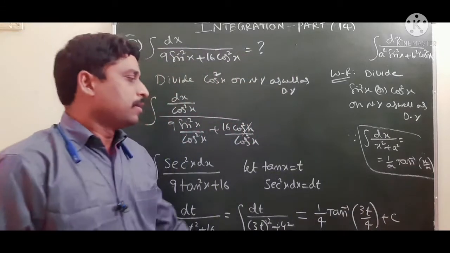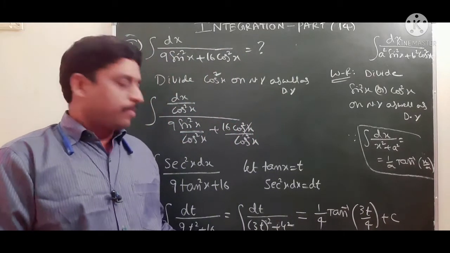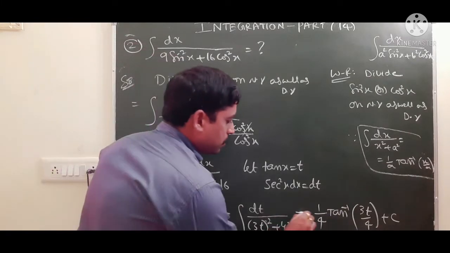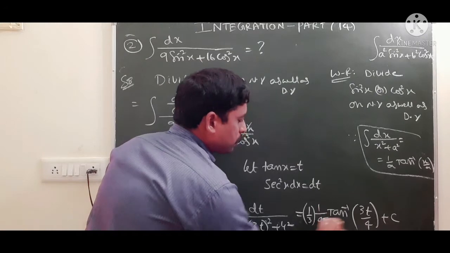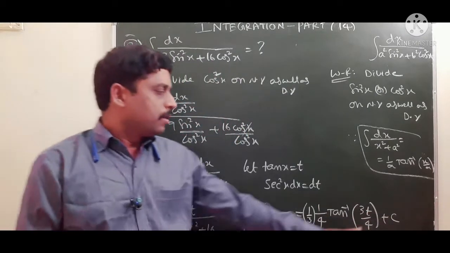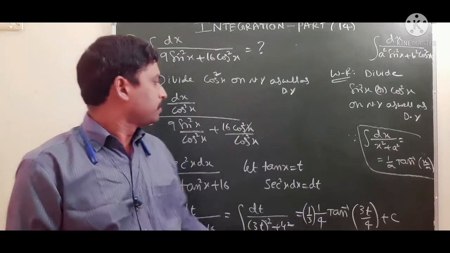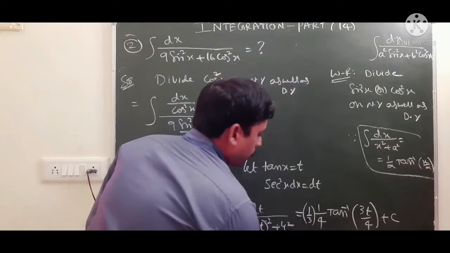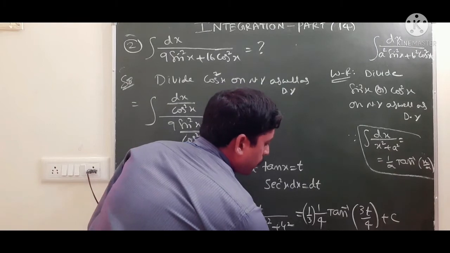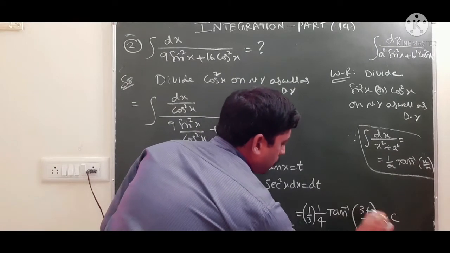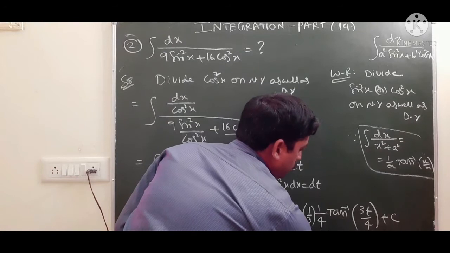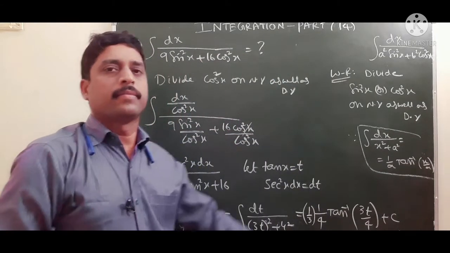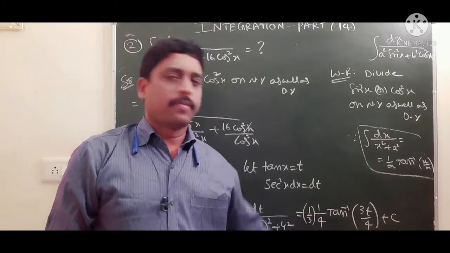Okay, very important point, derivative of 3t is 3, so integration gives 1 by 3. So 1 by 3 into this total result. In the place of t, we should write tan x. This answer will be 1 by 12 into tan inverse of 3 tan x by 4 plus c.